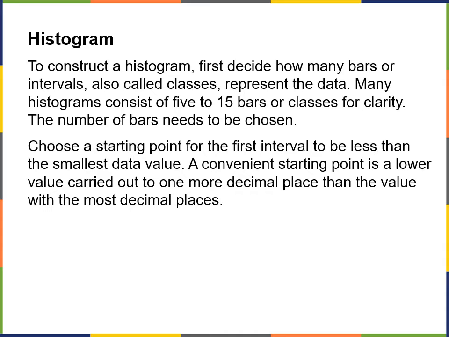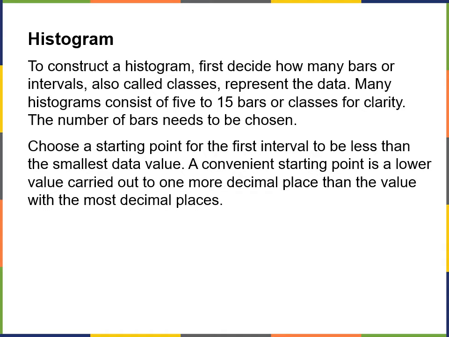So as far as the number of bars or classes you want, 5 to 15 is typical. Anything less than 5 usually is probably not enough, especially if you're dealing with a large amount of data. Anything more than 15 is kind of overkill. It's too much to look at. It's too busy. It doesn't organize your data concisely enough, okay?